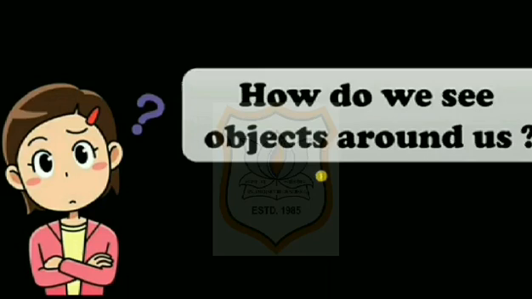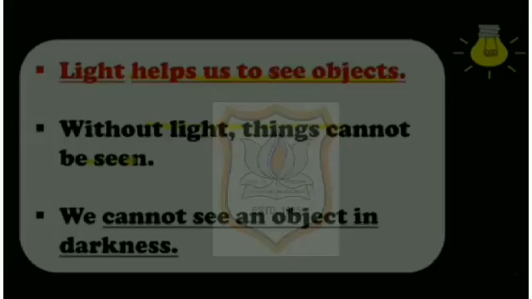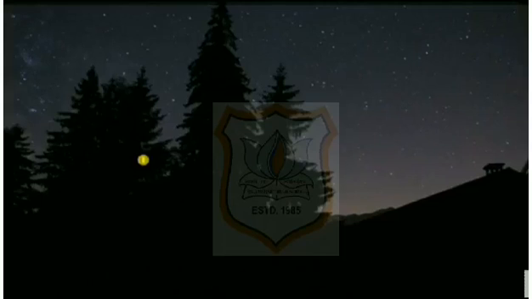Without light, things cannot be seen. Light helps us to see the objects. So, we can say both eyes and light are necessary to see things around us. Light helps us to see objects. Without light, things cannot be seen. We cannot see an object in darkness.